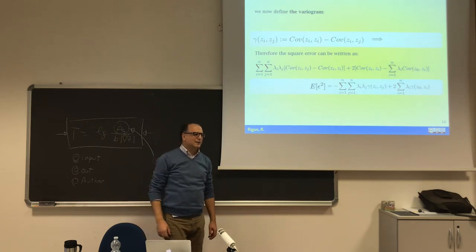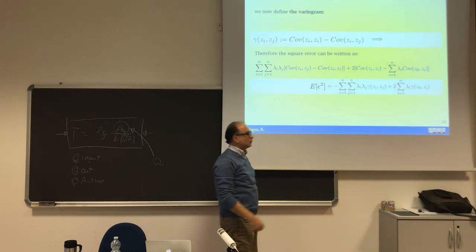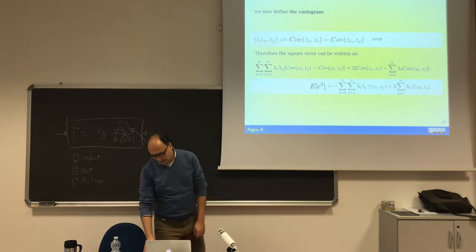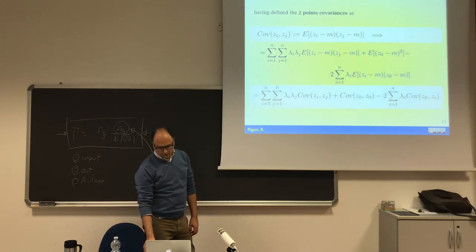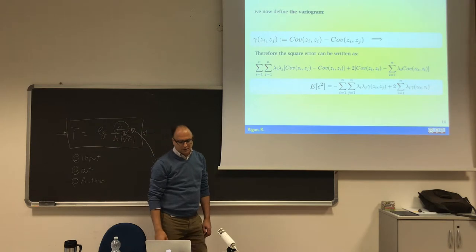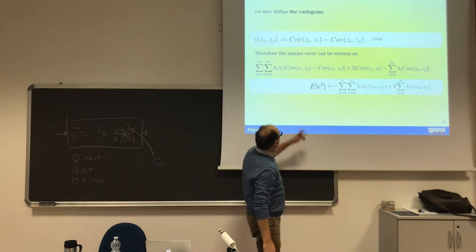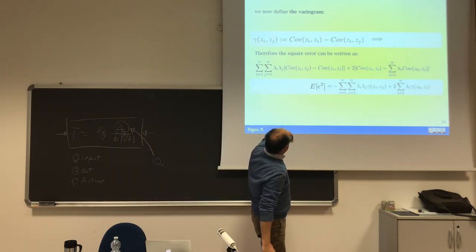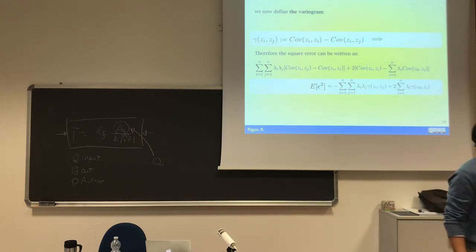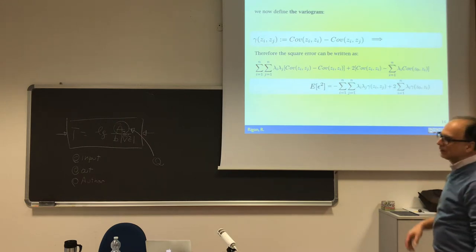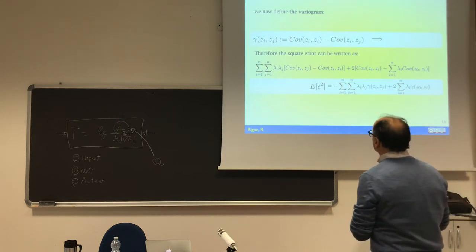We are not satisfied enough for certain reasons. We can go with covariances. We could stop here in a sense, with the definition of covariances. But for certain reasons that we will explain tomorrow, we don't want to treat with covariances. We will define a new quantity that we call variogram, which is the difference of those covariances.